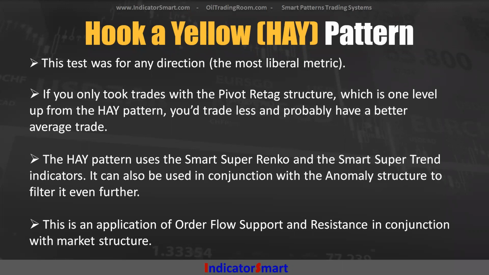So this can also be used in conjunction with the anomalies and everything else. Like I said, you can build a multi-level thing, and if you did that, you'd cut your trading down even more, and your average trades probably go up. So there's a lot of different ways to slice or dice this kind of stuff. But this is a specific application of order flow support and resistance in conjunction with market structure. I got two inputs to the equation there, basically.